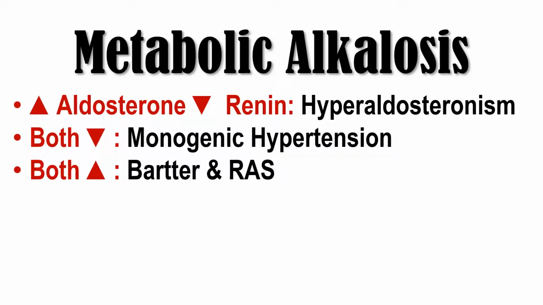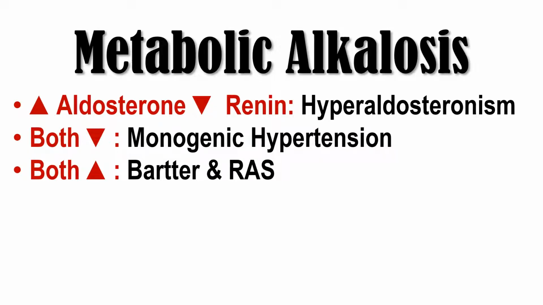Looking at metabolic alkalosis, we need to combine this metabolic pattern with two things actually, which are aldosterone and renin on one side and the blood pressure on the other side. So when you have a metabolic alkalosis, look for aldosterone and renin. If aldosterone is high and renin is low, this reflects hyperaldosteronism. If both of them are low, this goes with monogenic hypertension with one exception. I will tell you about this soon.